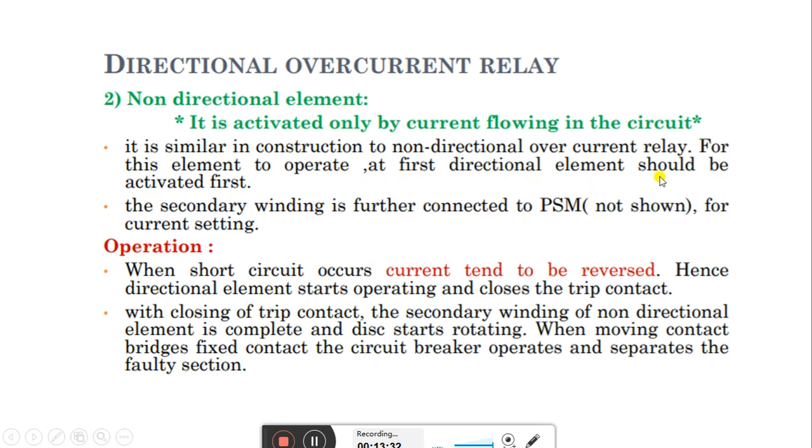So the directional element should be activated first, and when a short circuit occurs, the current reverses, hence the directional element starts operating and closes the trip contacts. I have already shown you. With closing of the trip contact, the secondary winding of the non-directional element is completed and the disc starts rotating. When the moving contact reaches the fixed contact, the circuit breaker operates and separates the faulty section.